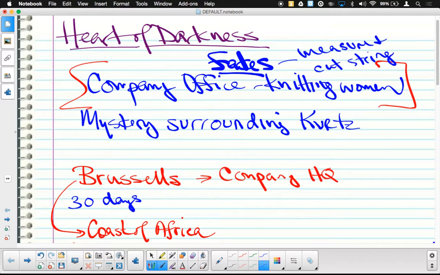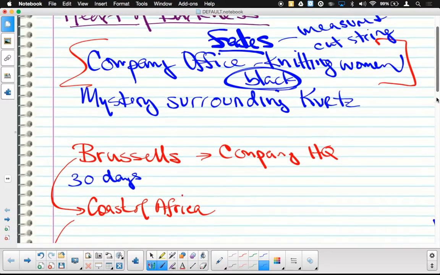But what's the string that they're cutting? It's black string. Why is that significant for what the company is responsible for? Jordan, looks like you know. We're responsible for any deaths and stuff in Americans.